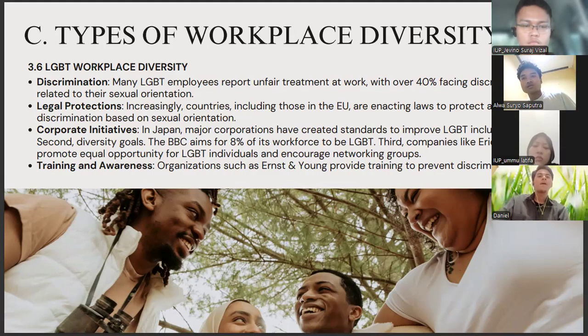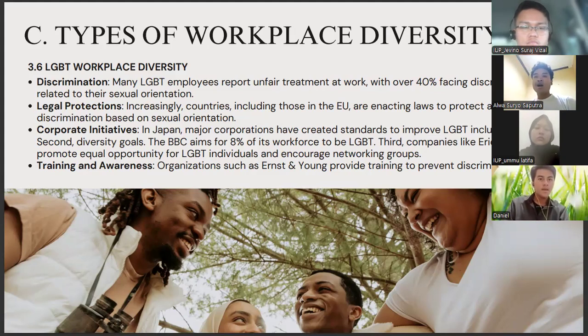Discrimination. Many LGBT employees report unfair treatment at work, with over 40% facing discrimination related to their sexual orientation. Those who feel isolated or closeted are significantly more likely to leave their jobs. Legal protection. Increasingly, countries, including those in Europe, are enacting laws to protect against discrimination based on sexual orientation.